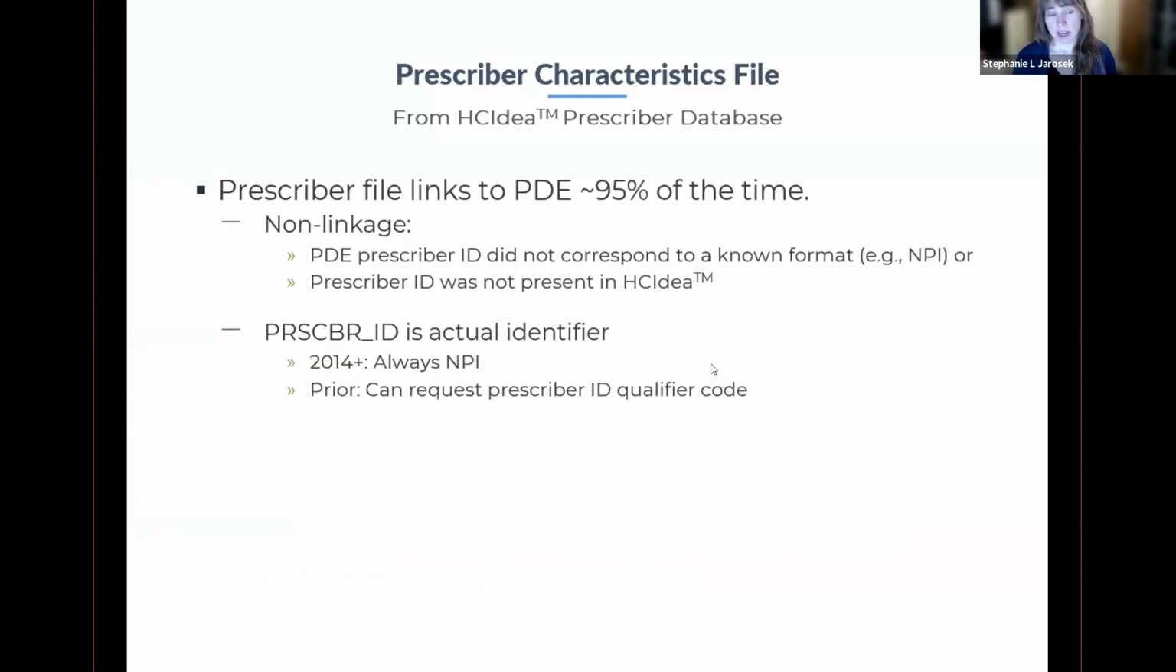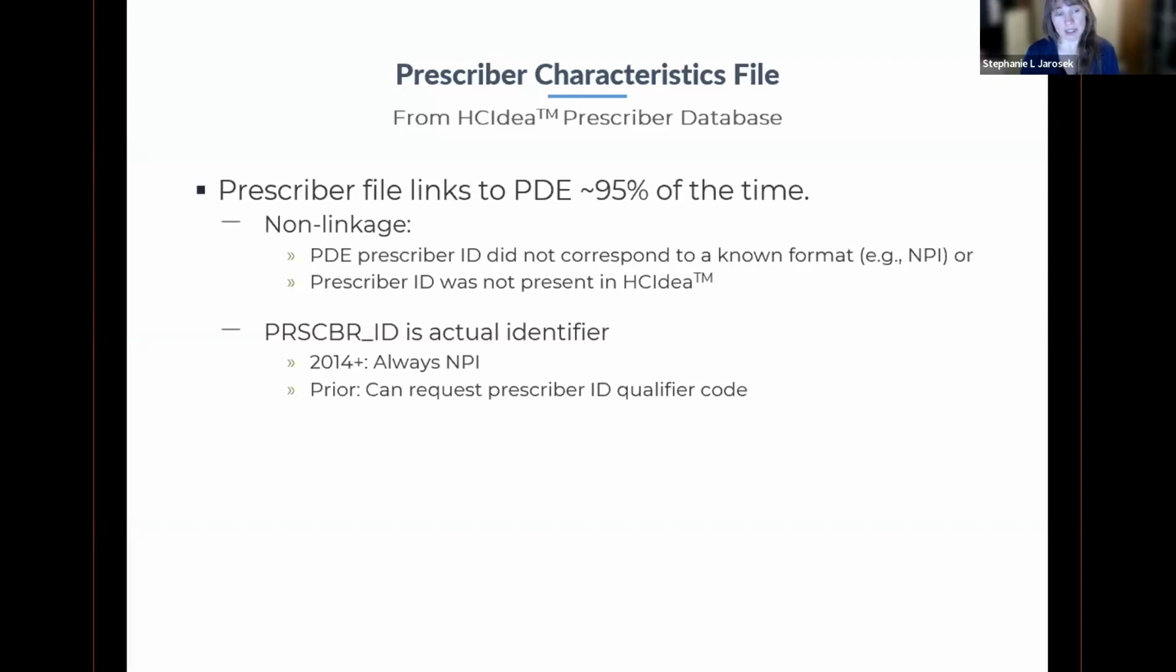The prescriber file links to the PDE 95% of the time. If it doesn't link, that usually means that for some reason, the PDE prescriber ID doesn't correspond to a known format, so it's not an NPI or DEA number, or just that the prescriber ID is not present in the prescriber database. So 95% is pretty good, but whenever we're trying to merge data, there's always the chance that we're not going to be able to merge everything.